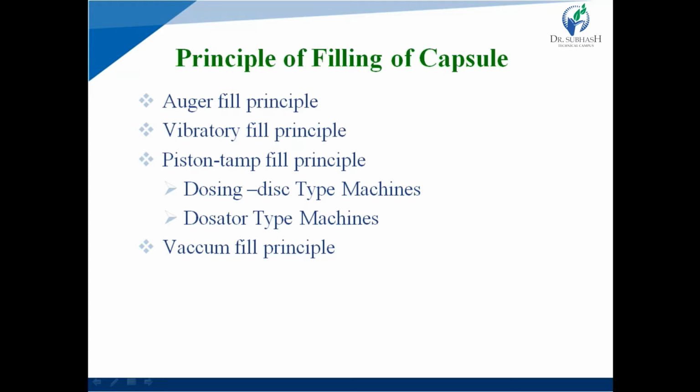Next one is vibratory fill principle or vibratory fill mechanism. In this type of machine, the feed is placed in the feed hopper and the capsule bodies are passed under it. A perforated resin plate is placed in the feed hopper. Due to vibration of the resin plate, the powder flows freely through the pores into the capsule body.